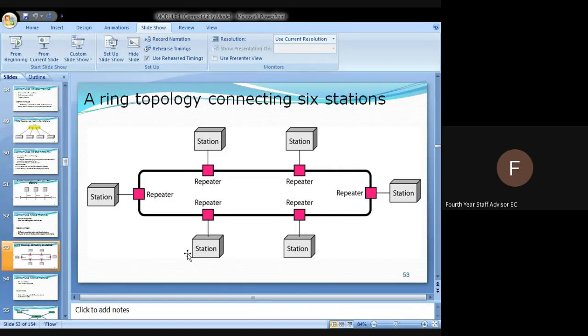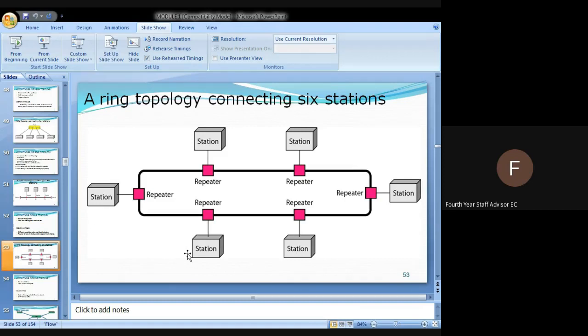Now, if one wants to communicate with the other, the signal is passed along the ring, and once it reaches the destination, they accept that information. So in this case, you make use of a repeater there.